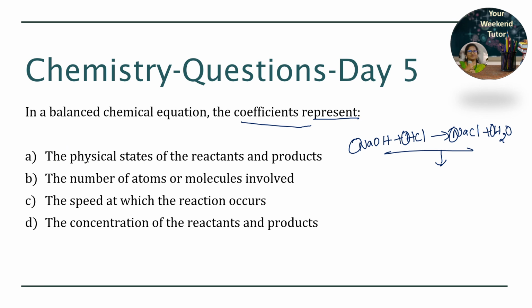Like the physical states of the reactants and products? Will it be explaining us the physical states? No, the number of atoms or molecules involved. That means by this coefficient, for suppose if you put 2, it says 2 molecules of NaOH are present. So balanced chemical equations, the coefficient represents the number of atoms or molecules involved. So this is the right answer.